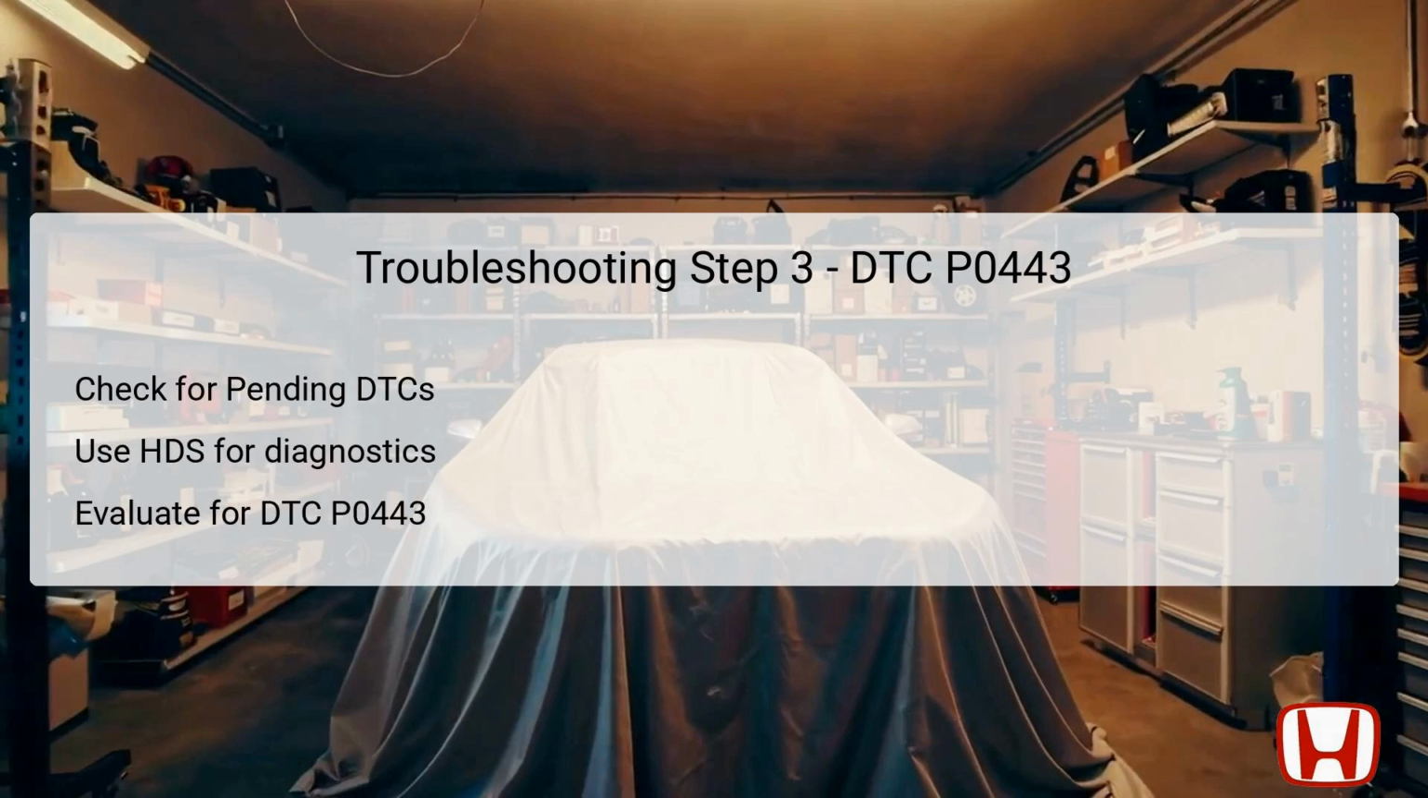In Step 3, technicians will check for any pending or confirmed DTCs using the HDS. This diagnostic tool is essential for accessing detailed fault codes and understanding the vehicle's diagnostic history. The main focus here is to verify if DTC P0443 is indicated. If this code appears, it signifies a direct issue with the EVAP Canister Purge valve circuit that requires further investigation.